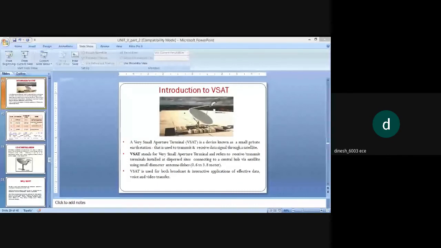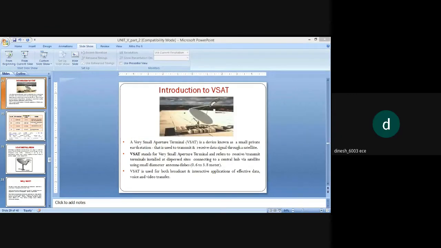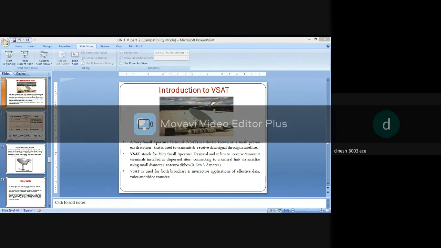So the antenna which is present has a dish of about 1.8 meter. So that is given to the outdoor unit. Then the signals that are obtained by the outdoor unit are given to the indoor unit, which is IDU. Then it is transmitted to appropriate sections: terminal controller, fax, facsimile devices, PBX, telephone exchanges, LANs to the different systems.